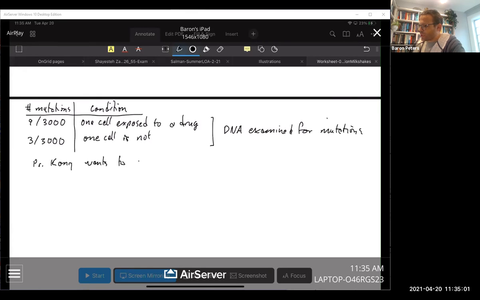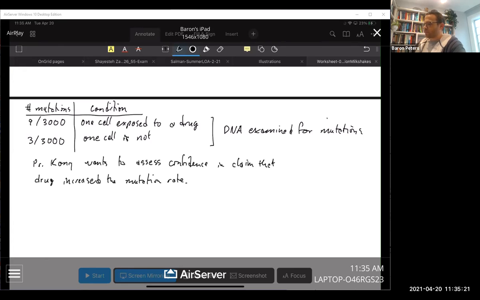Professor Kong wants to assess confidence in the claim that the drug increased the mutation rate. So this is the claim: the drug increased the mutation rate. This thing immediately becomes my HA. Now, in order to make any sense of this, I have to come up with some way of quantifying this.